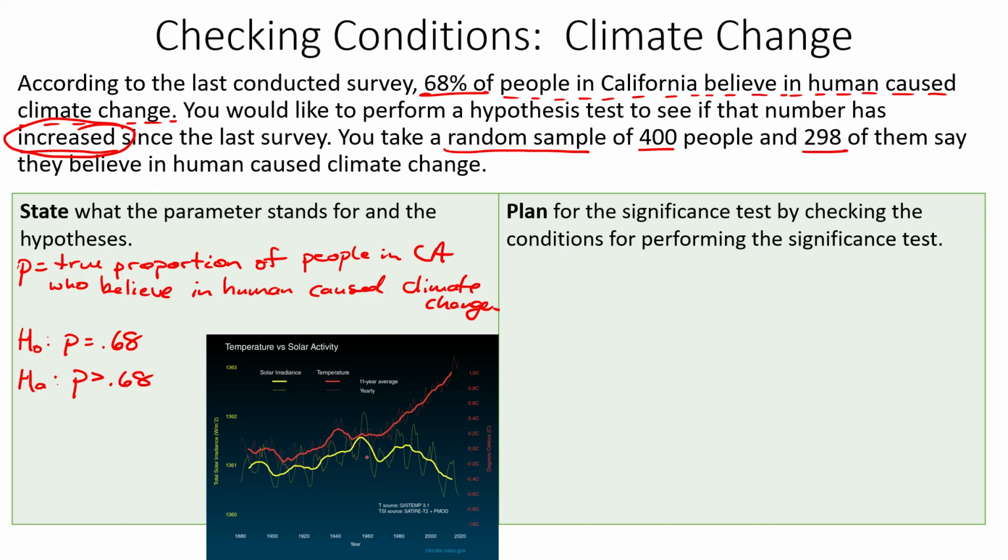And here's a graph of solar activity in yellow and temperature in red. So solar activity is clearly not what's causing the temperature to continue to rise every year.